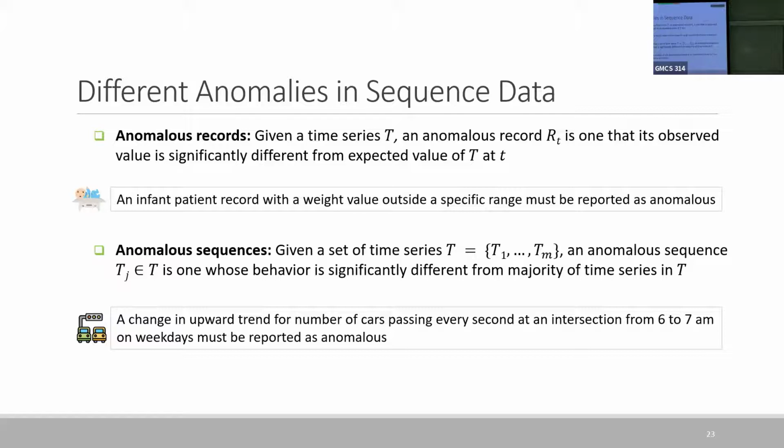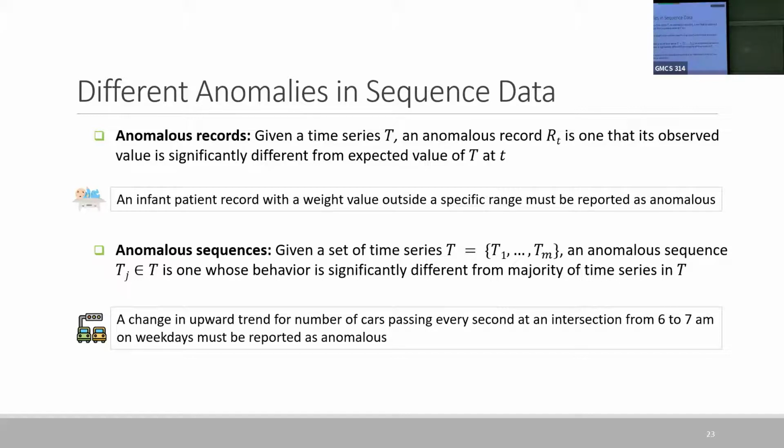Here you can see an example in a health data set for infant patients. For example, if an infant has a weight value outside of a specific range, it might be reported as anomalous. If you observe how the weight value grows over time and you see a significant drop or significant increase, you can consider that an anomalous record.